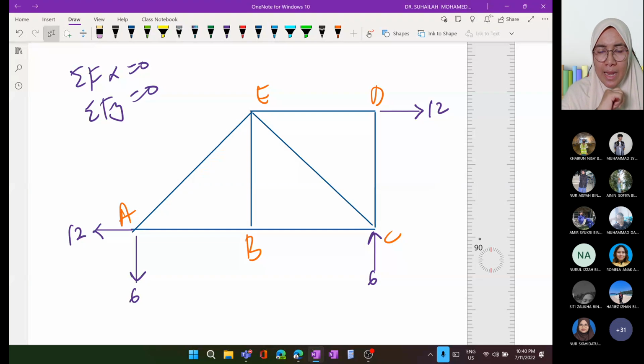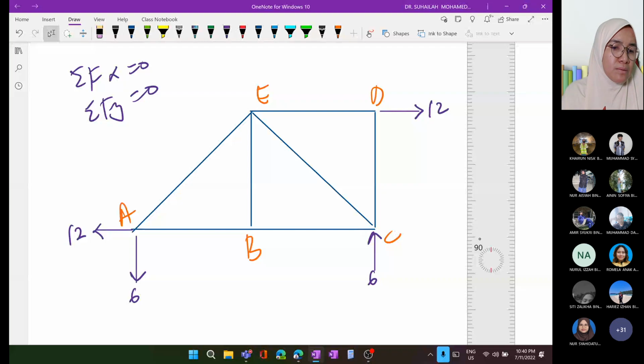Dekat C ada banyak elemen. Kat situ ada banyak member, so kat situ ada dua unknown. Dekat E pun ada more than one unknown. Okay, so C dengan E tu buat yang last kali.